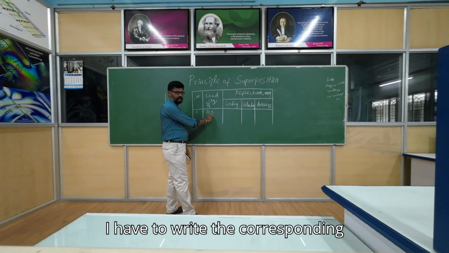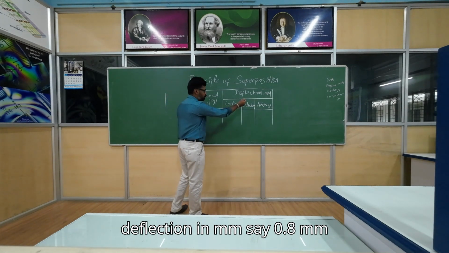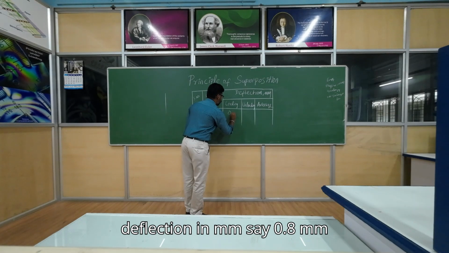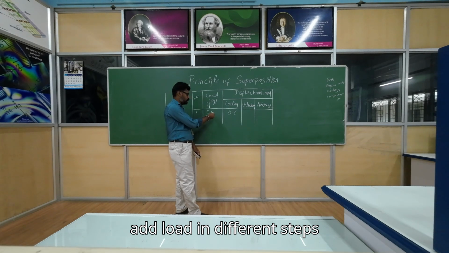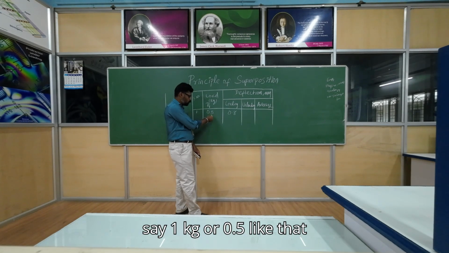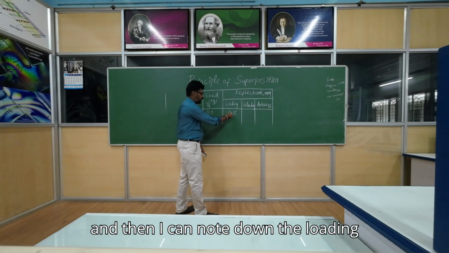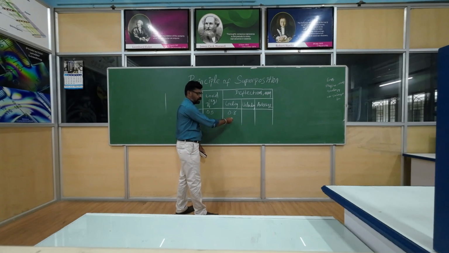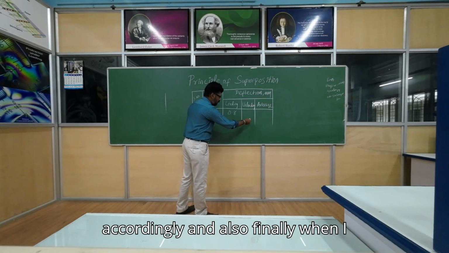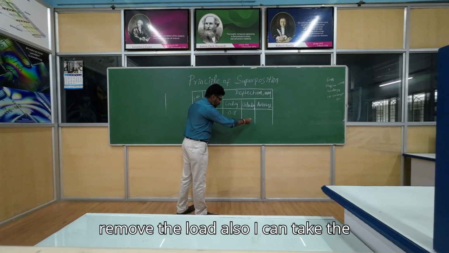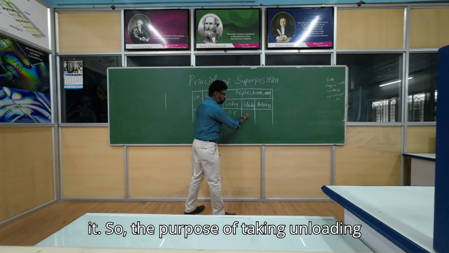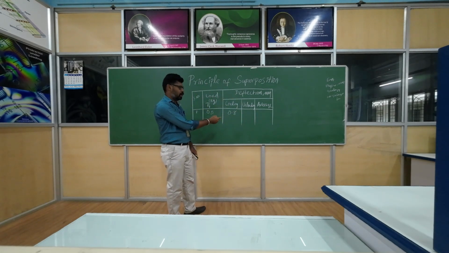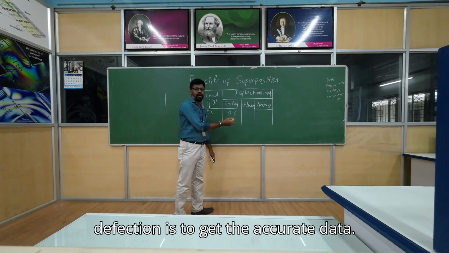So for that, I have to write the corresponding deflection in mm, say 0.8 mm, and then I can add load in different steps, say 1 kg, 1.5 like that, and then I can note down the loading accordingly. And finally, when I remove the load, I can also take the unloading deflection, and then I can average it. So the purpose of taking unloading deflection is to get accurate data.